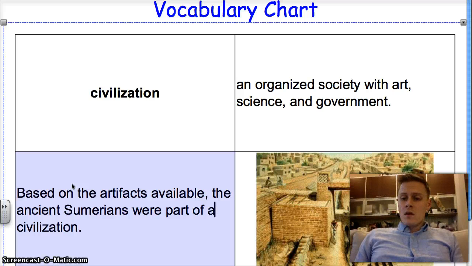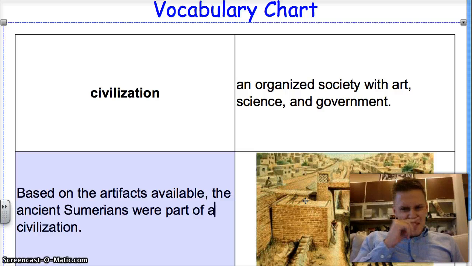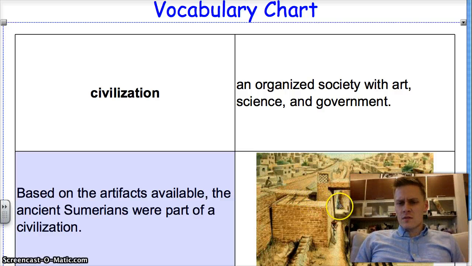Very good. All right, so what we have here is our picture. Now, this is a picture of civilization for a couple different reasons. It shows social structure. It shows people working together in an organized society. It shows some technology. They have a trench going through the middle. They have city walls. So a lot going on there that represents civilization.